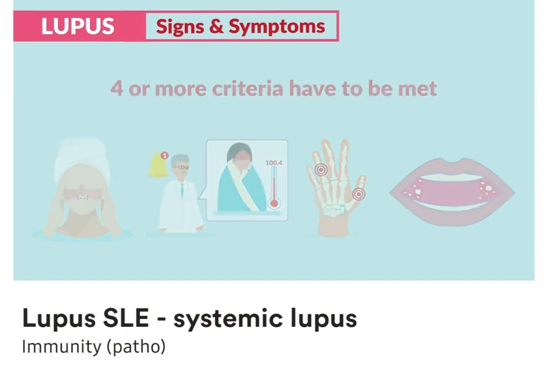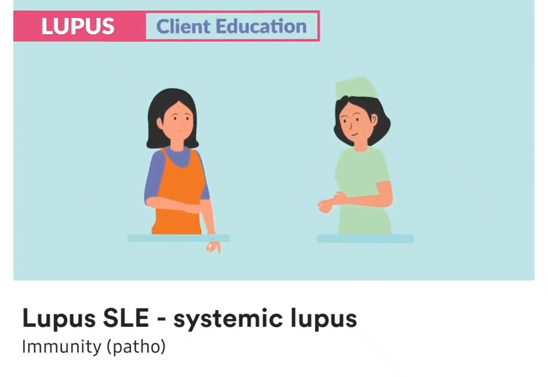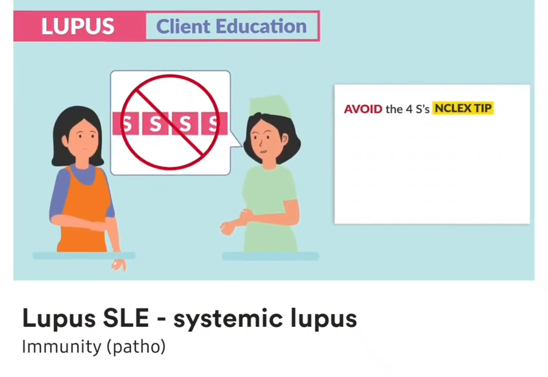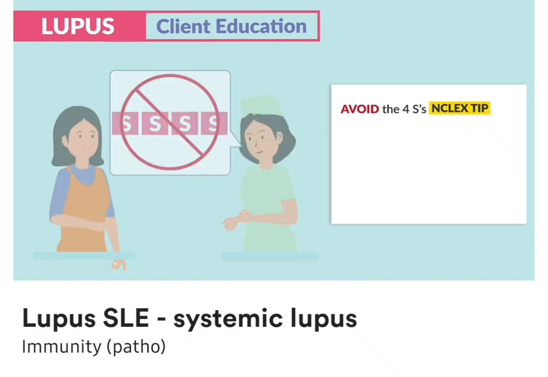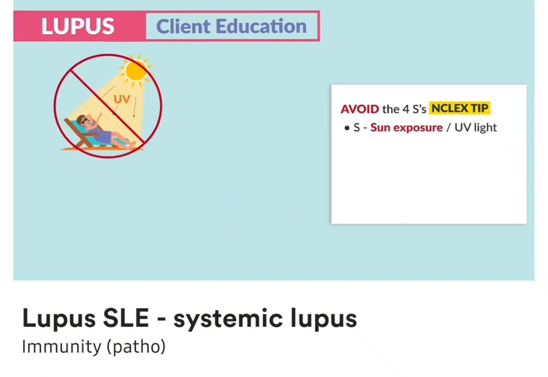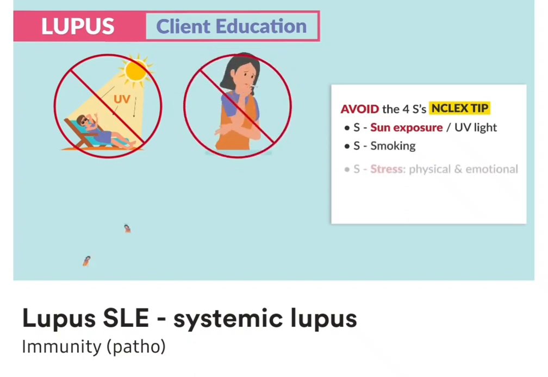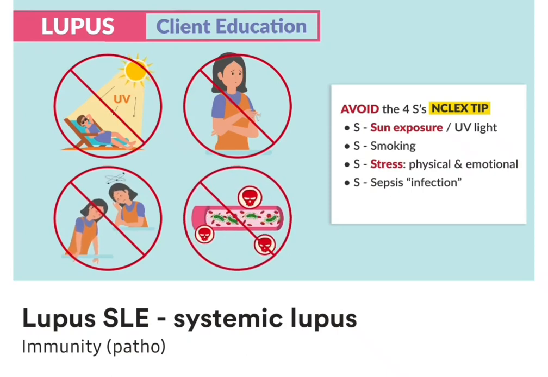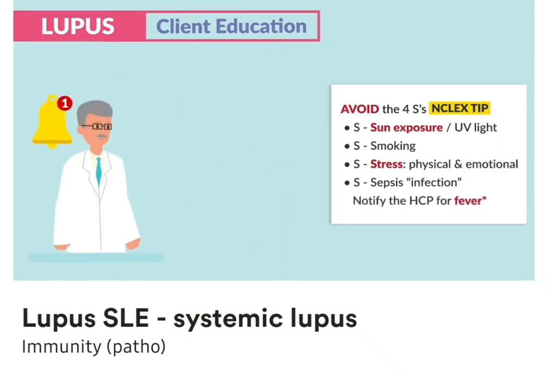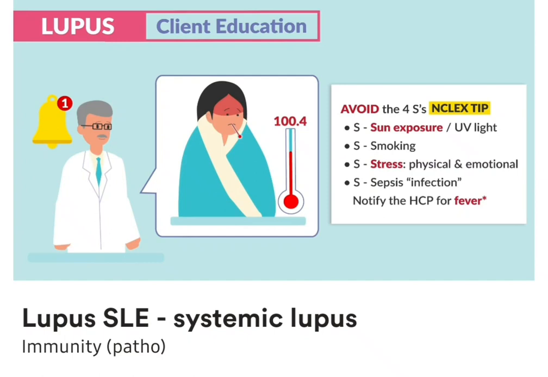Now, what is tested on is the client education. So remember, avoid the S's of lupus. So huge NCLEX tip here. S for sun exposure, as mentioned before, that UV light is the most tested, as well as smoking, stress that is physical and emotional, and even sepsis or infection. We always notify the HCP for a fever. So again, write these down, especially the bolded ones here. They came up a few times on Select All That Apply questions.